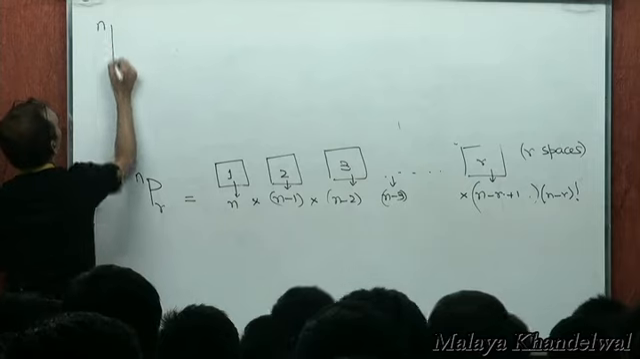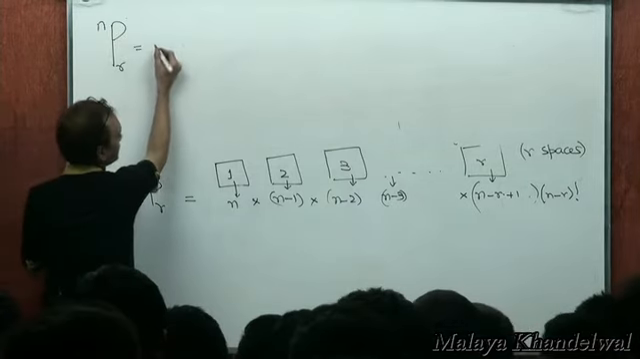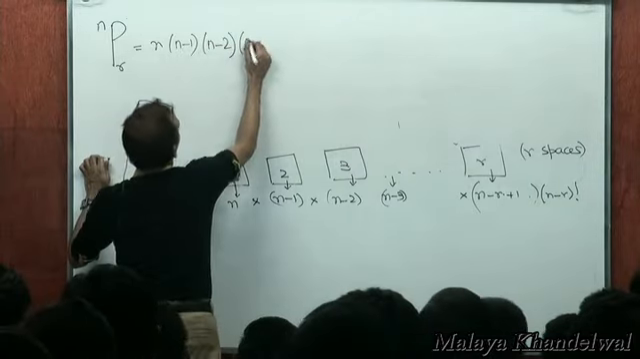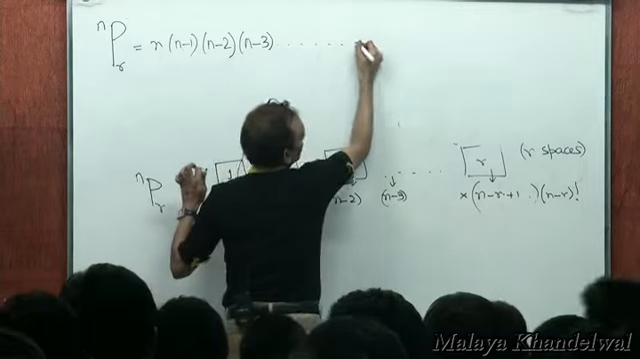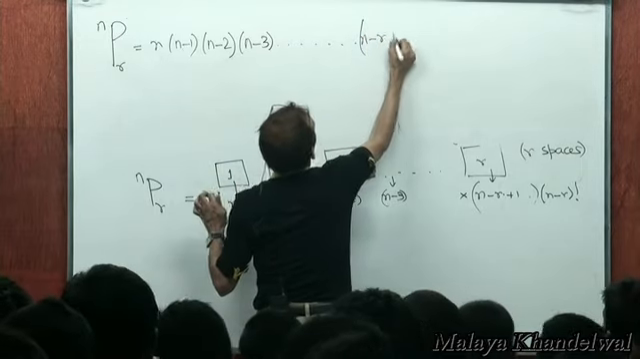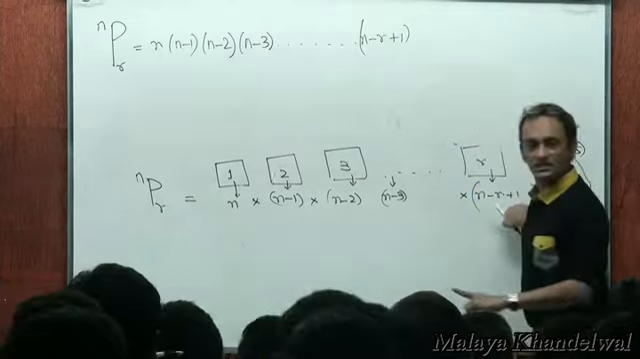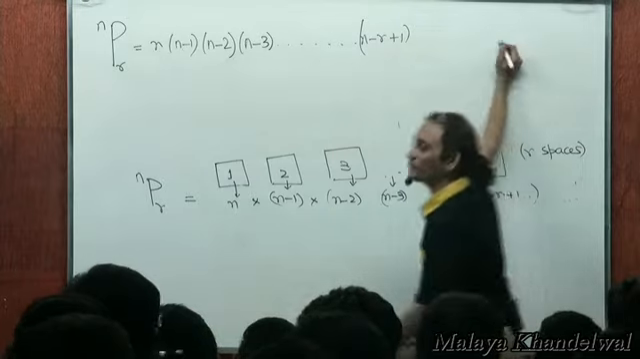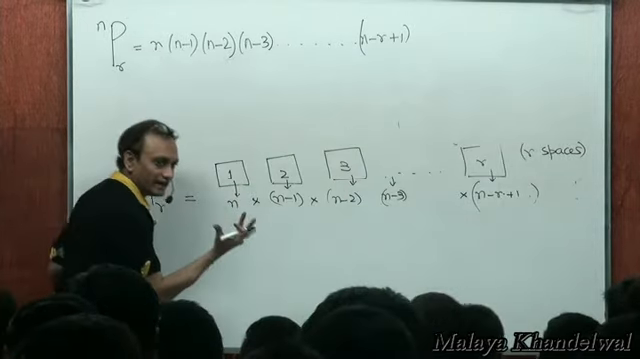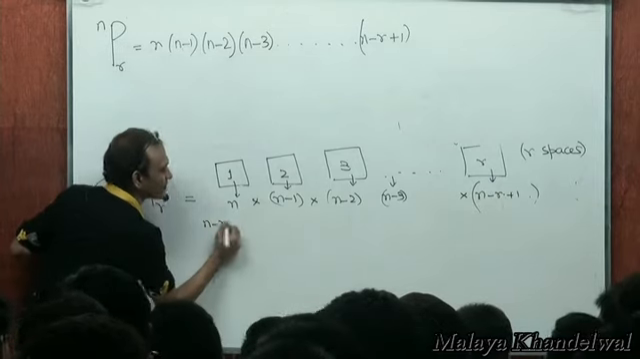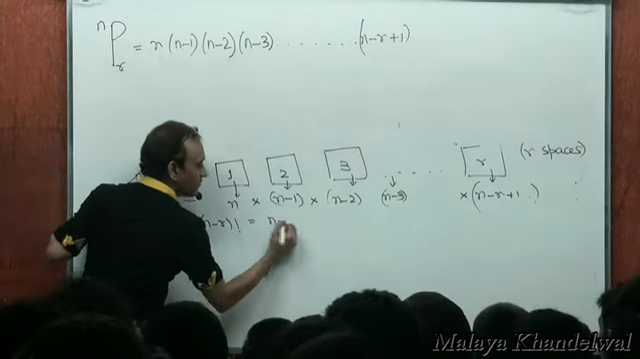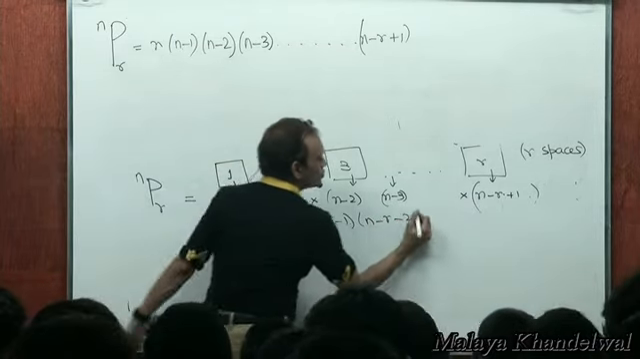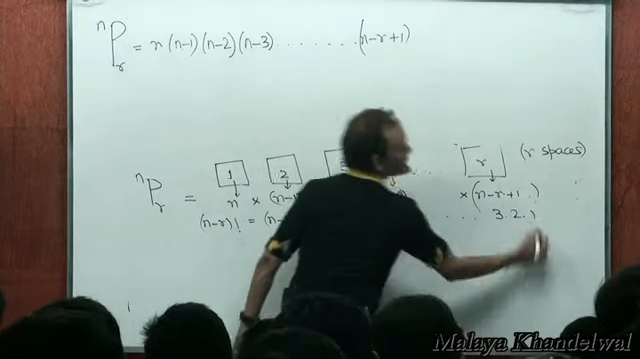See, this nPr, the number of permutations of n things taken r at a time, is n into n minus 1 into n minus 2 into n minus 3, up to n minus r plus 1. And then an operation that I performed is I multiplied numerator and denominator with (n minus r) factorial. But what's (n minus r) factorial? (n minus r) factorial is actually n minus r into n minus r minus 1 into n minus r minus 2 going up to 3 to 1. Yes or no? Yes, sir.